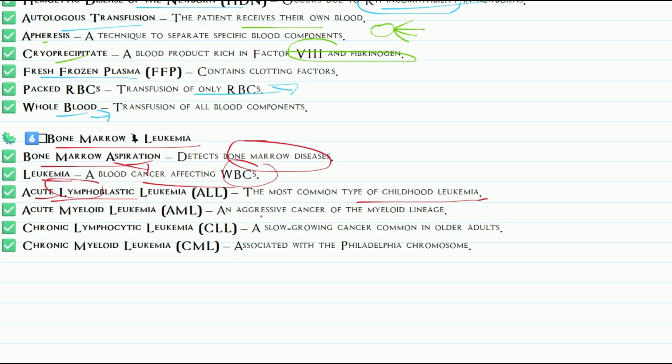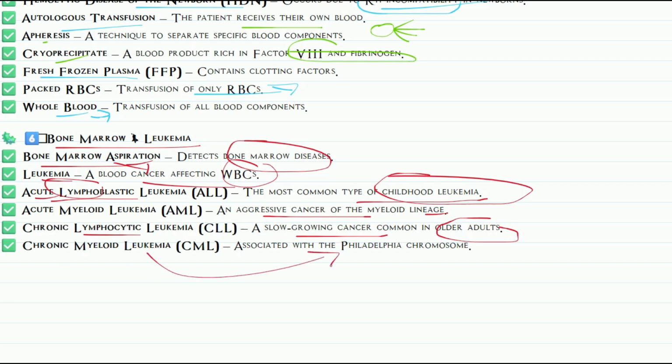Acute myeloid leukemia is an aggressive cancer of the myeloid lineage. Chronic lymphoblastic leukemia is a slow growing cancer, common in older adults, while acute lymphoblastic is for childhood. CML: one of the common features of chronic myeloid leukemia is the Philadelphia chromosome. We see the Philadelphia chromosome.